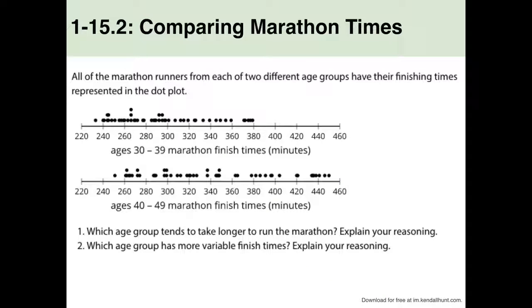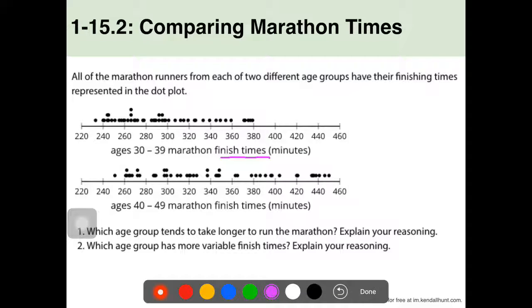All right, moving ahead to the marathon times. In this one, they're giving you two sets of data, and they're showing you their finish times in minutes. So you need to think to yourself, what makes for a slower or faster runner when you're just looking at their times. That'll help you when you're doing this.